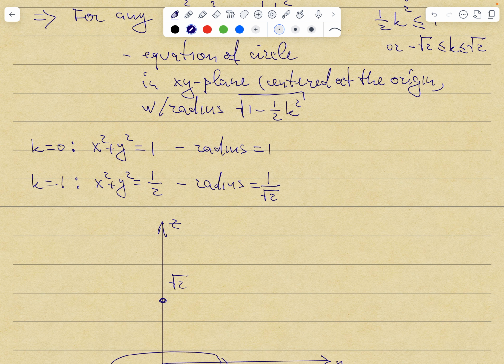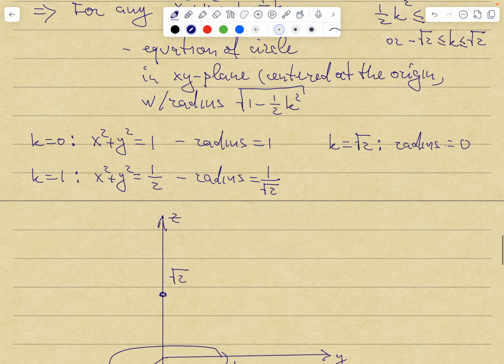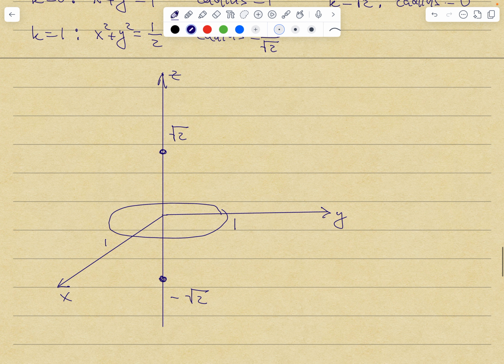And the third circle that I want to highlight is k equal to square root of 2, because if k is equal to square root of 2, then you plug that into the equation for the radius and you'll get 0. So radius equals 0.